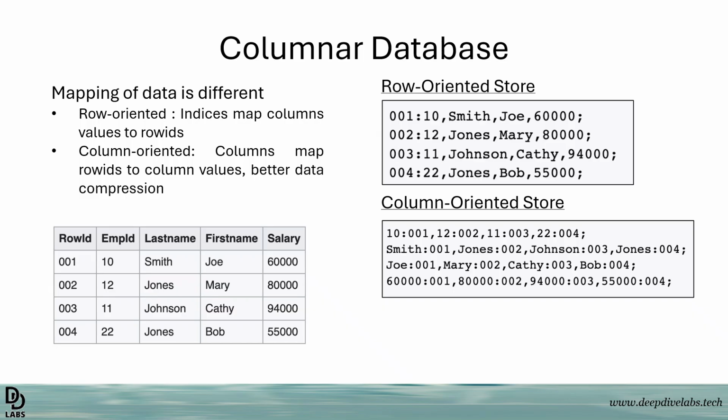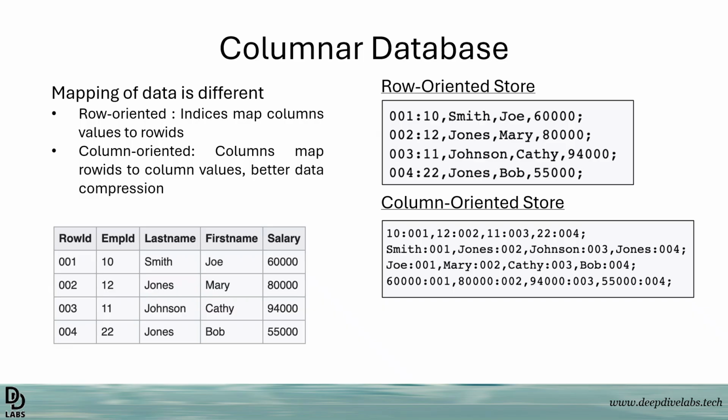So the first is just your employee ID column. Then comes the next, because it's storing it in a column-wise fashion, right? So you have your Smith, Jones, Johnson, and Jones stored together. Each of the columns is stored in a specific way, and it has to be associated with the row ID, because you need to be able to connect which row corresponds to which column.